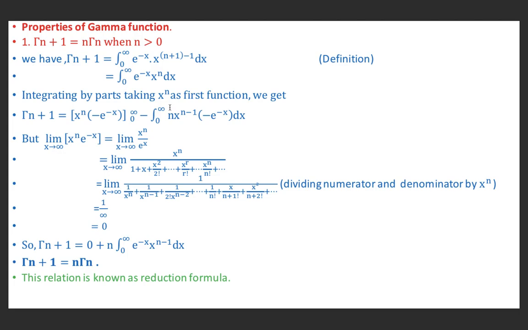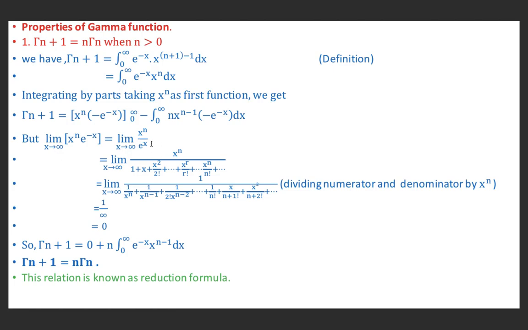Minus integral from 0 to infinity. So derivative of first, derivative of x raised to power n is n x raised to power n minus 1. Integration of second, integration of e raised to power minus x, minus e raised to power minus x, and limits are from 0 to infinity. So first of all we will calculate this first term. So x raised to power n e raised to power minus x is nothing but x raised to power n upon e raised to power x. We have taken limit as x tending to infinity because the limits here are from 0 to infinity.